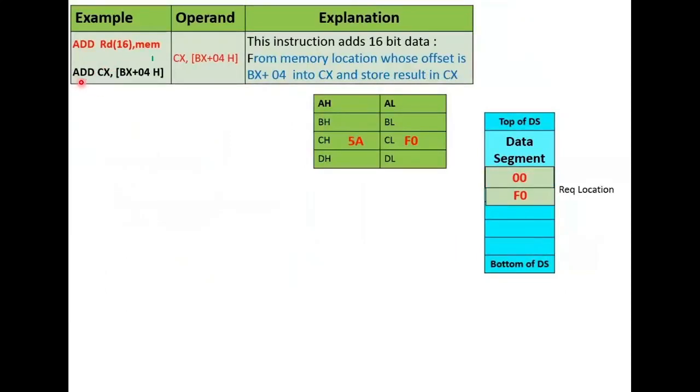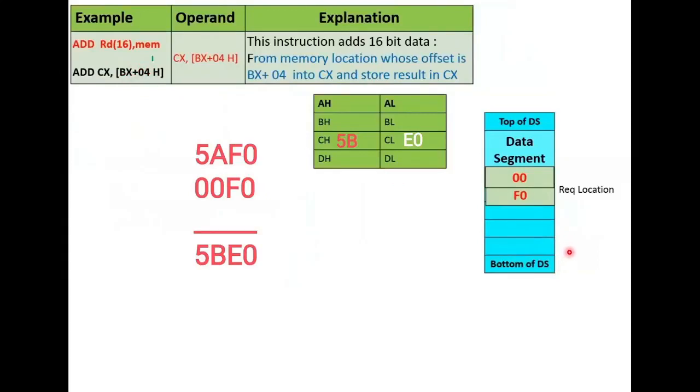Next one, now tell me, by seeing this instruction, is it 8 bit addition or 16 bit addition? We are going to perform 16 bit addition because CX is given. CX is a 16 bit register, right? Now we'll see how we are going to perform this addition. So see here, BX plus 4, after solving this we will get some offset value, right? Once we get that offset value, then I can travel from this base location to my required location. So once I reached here, then I'll get the 8-bit data which is there in this required memory location, right?